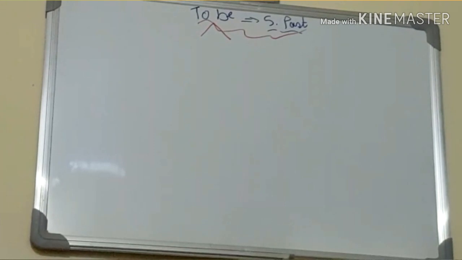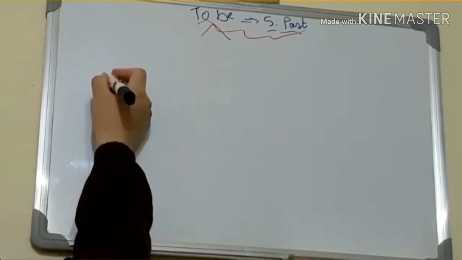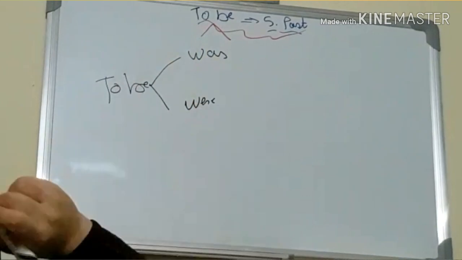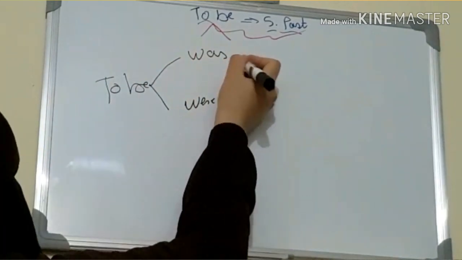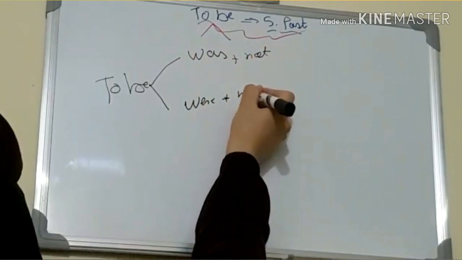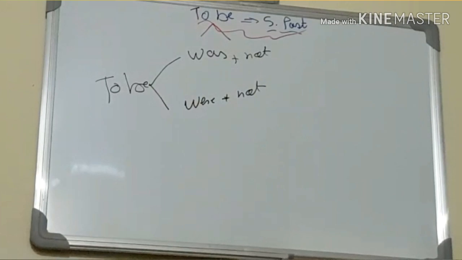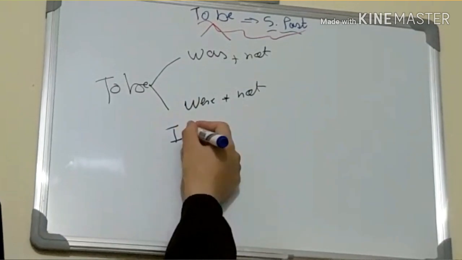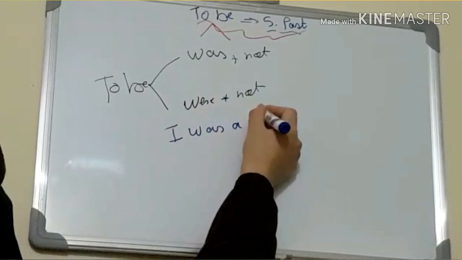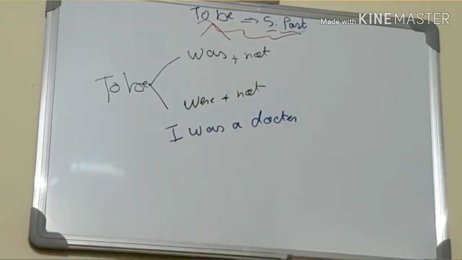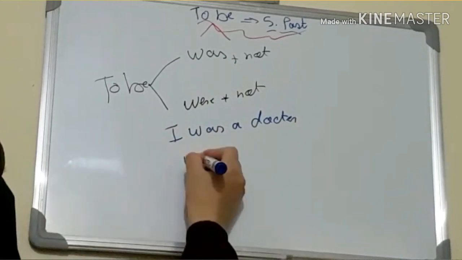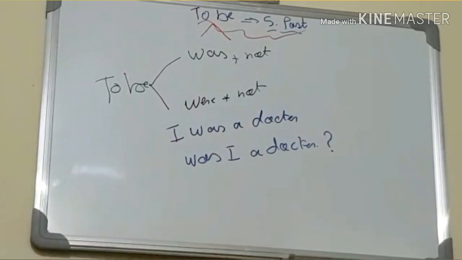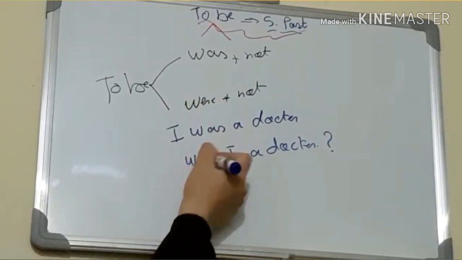Okay, so the most important thing to know is that to be in the simple past has two forms, was and were, okay? Negative form, we add not here and we add not here, okay? The other thing to know is, if I want to make the question form, we take for example the affirmative form, and first we take I. I was a doctor. If I want to make the interrogative form, I will say, was I a doctor? Okay. Was I a doctor? The same for were, the same as was.